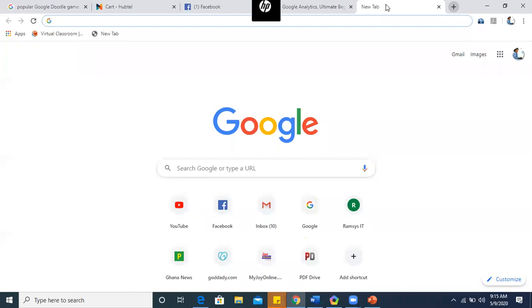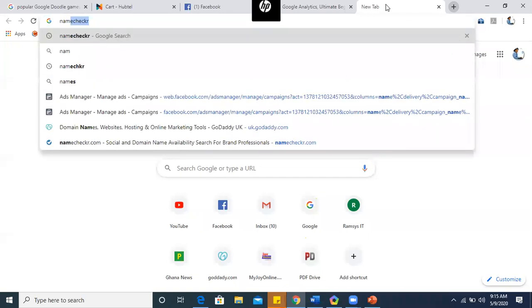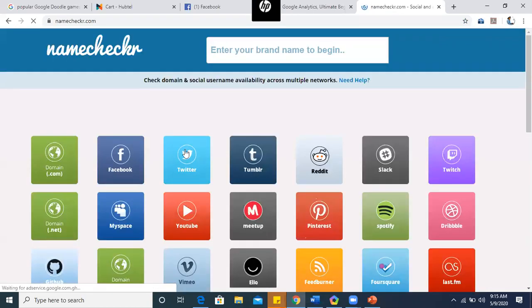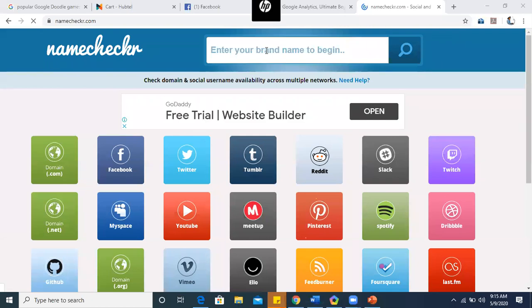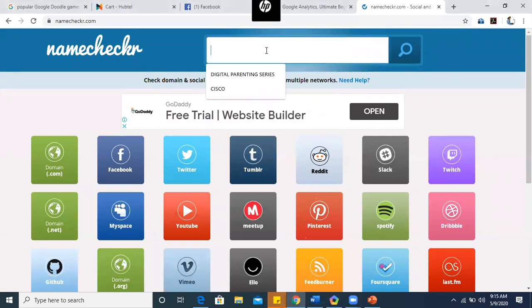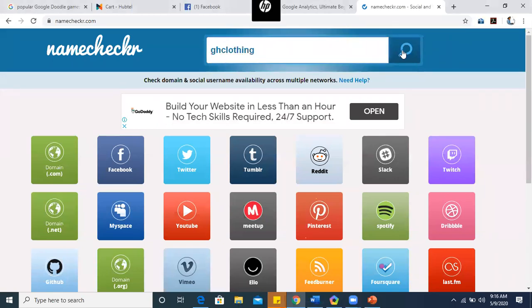Okay. So you go to a platform called Name Checker. Name Checker is a very simple platform, like the one I've gone to. Can you see the screen? So let's assume that I want to run a company called GH Clothing. I want to find out if I can have GH Clothing on all the other platforms. So I go and type GH Clothing, and then I search for it.